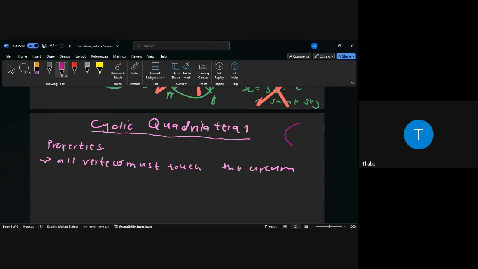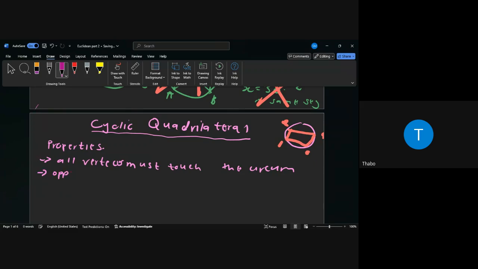Meaning, if I have my circle like this, my four-sided figure, all the four corners, so you can understand, all the four corners of my four-sided figure must all touch the circumference. The first one, the second one, the third one, the fourth one. All of them must touch my circumference. Okay, let's continue.